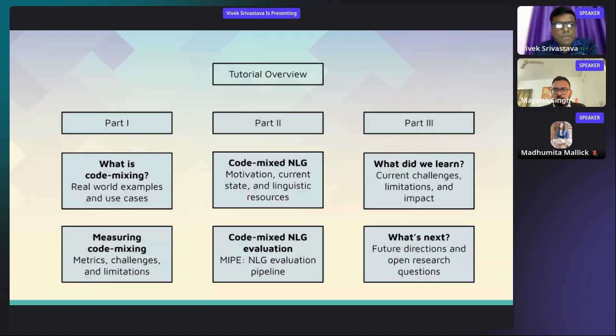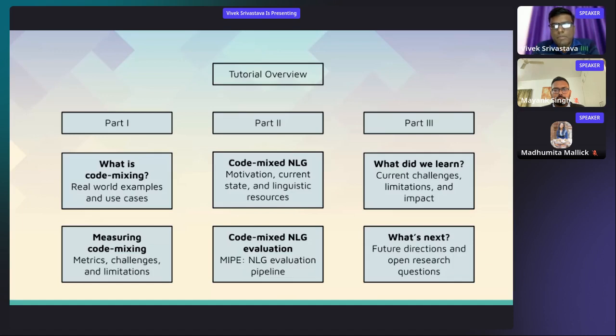In part one, we will discuss what is code mixing. We will see various real world examples and different use cases. Then we'll see how we can really measure the complexity of code mixing, or the degree of code mixing in the text. What are the different metrics available for that? What are the different challenges and limitations that we have with these metrics?